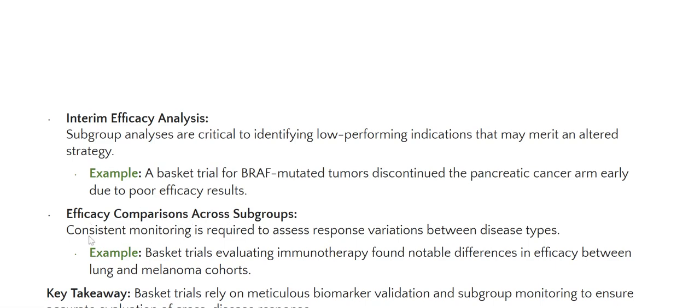Efficacy comparisons across subgroups. Consistent monitoring is required to assess response variations between disease types. For example, basket trials evaluating immunotherapy found notable differences in efficacy between lung and melanoma cohorts, two different cancers with different findings for each. The key takeaway from the core monitoring approaches for basket trials is that they rely on meticulous biomarker validation and subgroup monitoring to ensure accurate evaluation of cross-disease response.